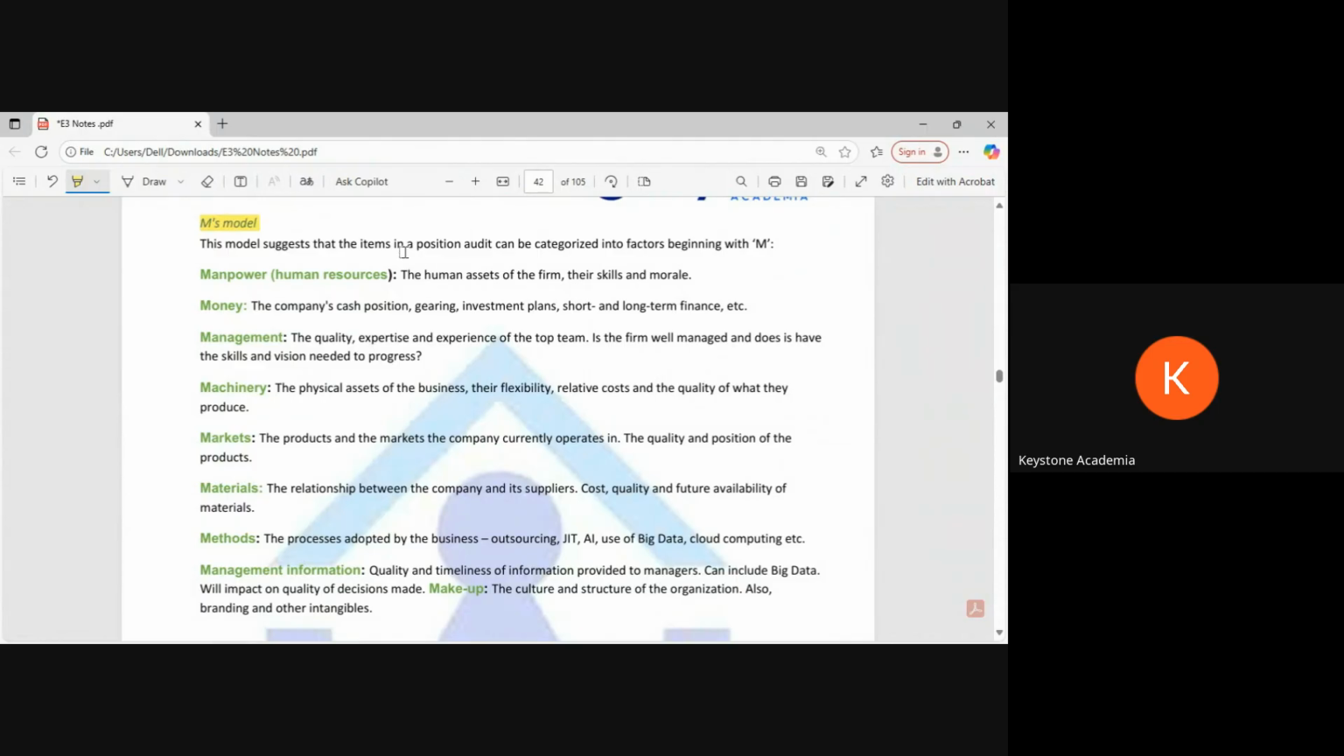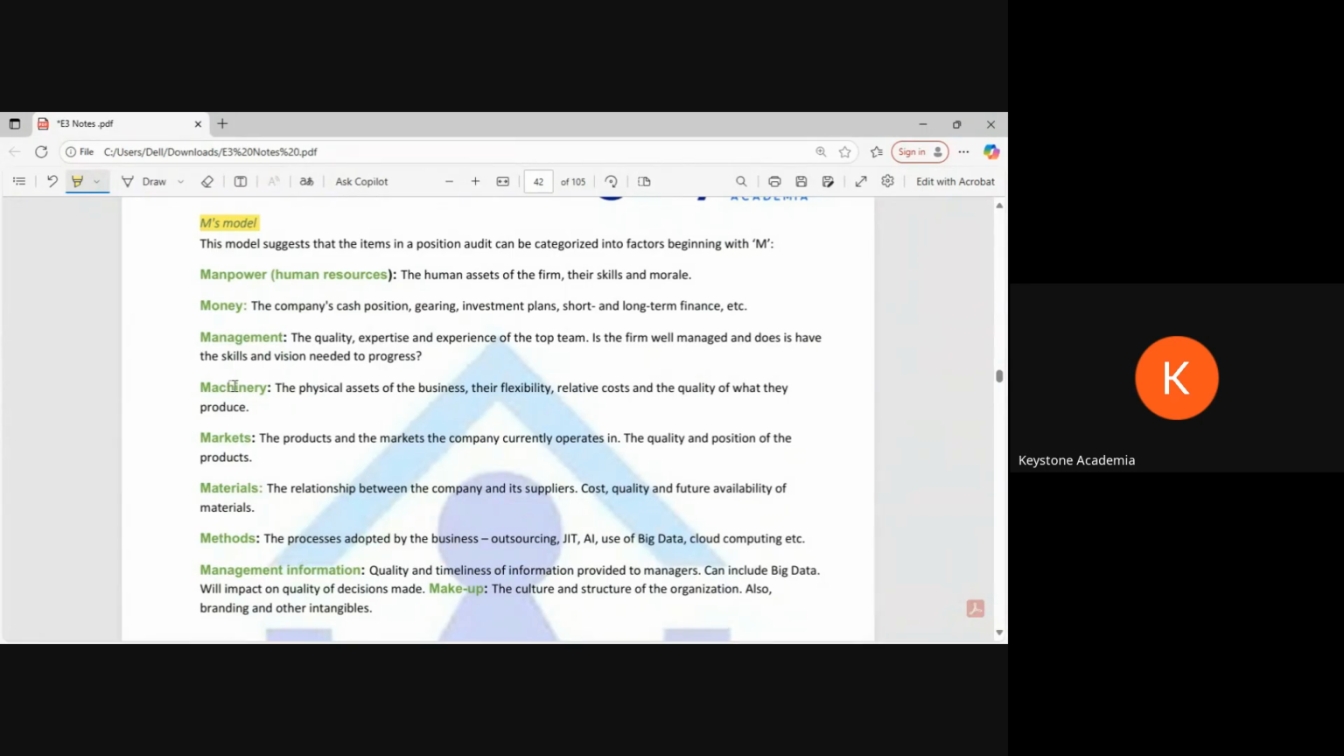Then finance, the money part: the company's cash position, our cash flow, gearing, investment plan, short-term and long-term finance, and relationship with the finance provider. Next, M can be management, the experience of the employees. How long they have been doing this business, how long they have been in the industry. For example, we have been doing this for a long time. We were into ICE engines previously, and I believe at that time itself we were selling globally, so we have good experience. All these three things are in our favor.